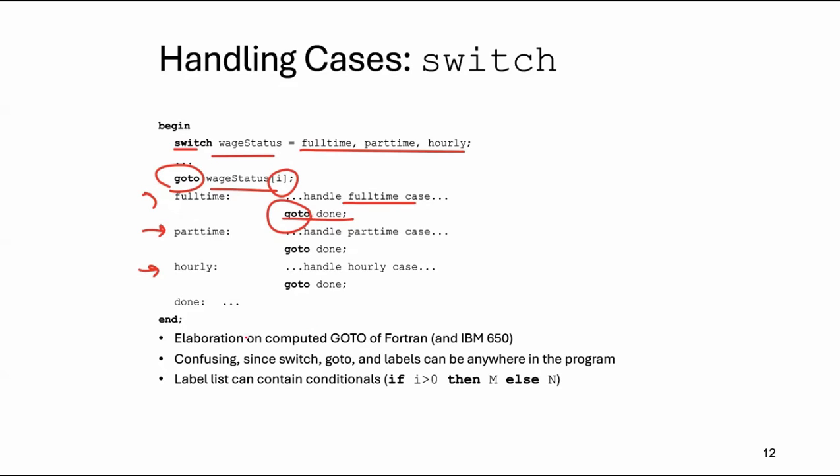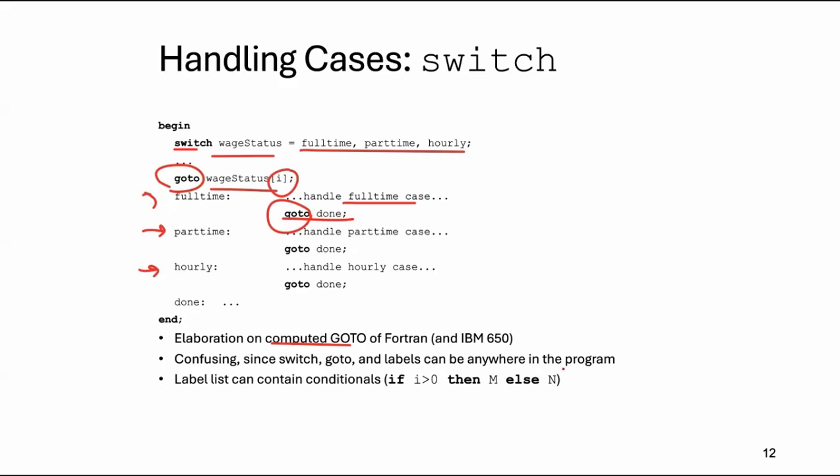And if you think about it, it's more of an elaboration on the computed go-to in Fortran, so it's very similar to it. It's a bit confusing since the switch, go-to, and labels can be anywhere in the program. It's not really concise in a specific part of the program. It could be anywhere in the program, so the labels can be very confusing. They are not defined to have to be next to each other. And the label list can contain conditionals as well.